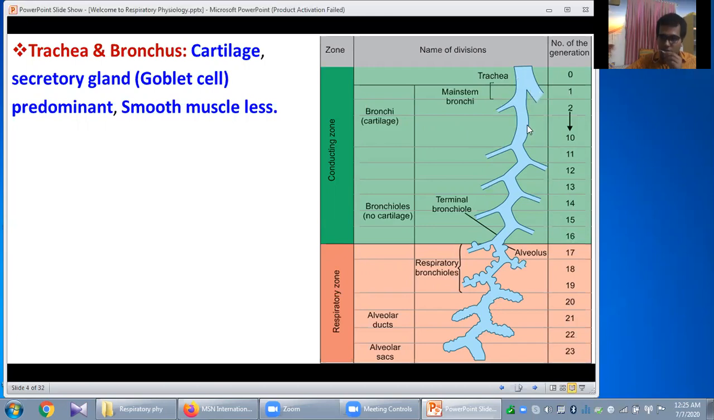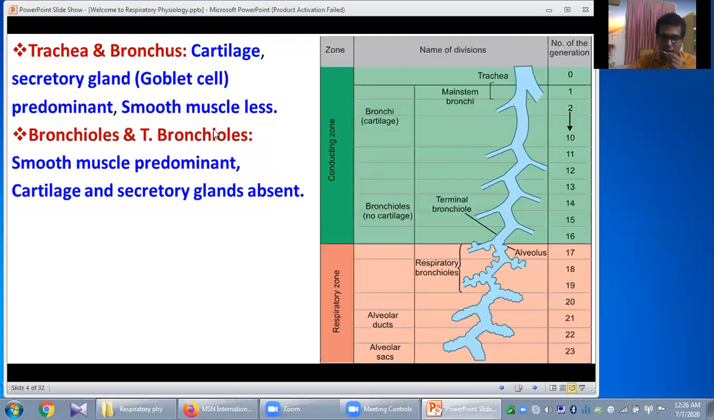So the respiratory tract can be further subdivided according to generations, where the trachea is generation 0, and then generation 1, generation 2, generation 3, up to the level of 16 generations. That is called the terminal bronchiole. Up to the 10th generation, they are bronchi. So there are trachea and bronchi. They contain cartilage and secretory glands, especially goblet cells, and smooth muscle cells are fewer.